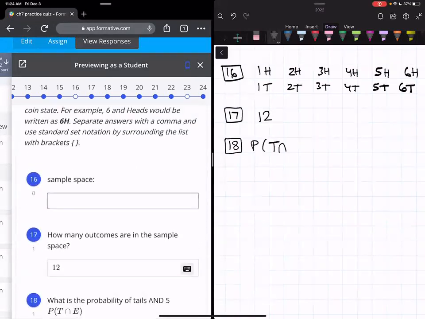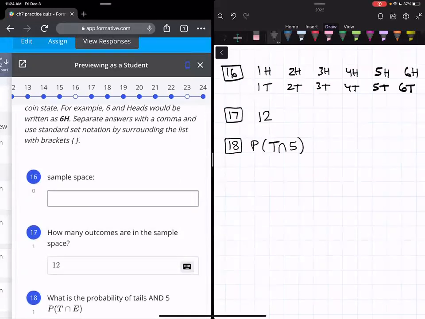Okay, I don't know why I have an E there. That should probably be a 5. We'll just rewrite it as 5 over here. What's the probability of tails and 5? And how many options? We have both tails and a 5. Yep, this is the only one. Because this symbol means when both things are true. When it's shared? It's 1/12.